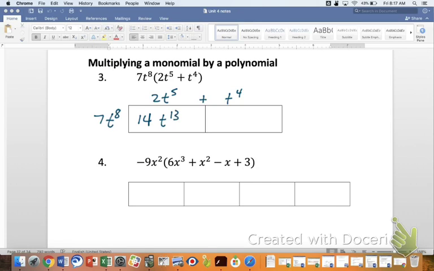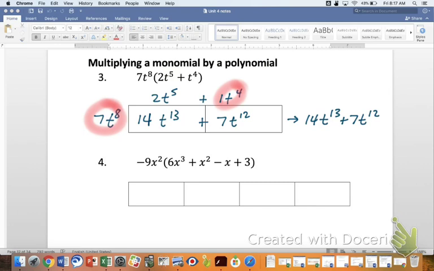And then I'm going to multiply 7t to the 8th times t to the 4th. The coefficient on the t to the 4th is just a 1. 7 times 1, of course, is 7. And just like before, whenever you multiply like bases, you add your exponents up. T to the 4th times t to the 8th would be t to the 4 plus 8, which is t to the 12th. All right, so then our final product here would be 14t to the 13th plus 7t to the 12th.